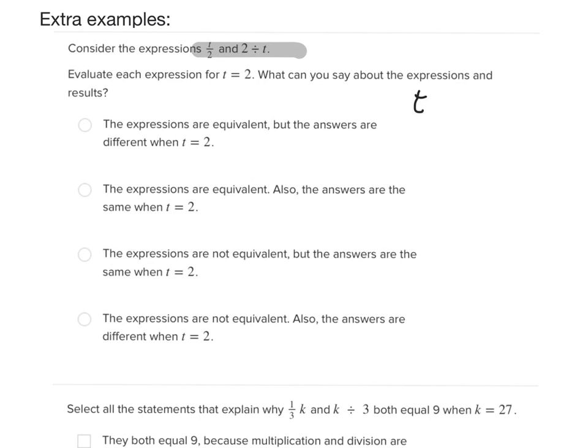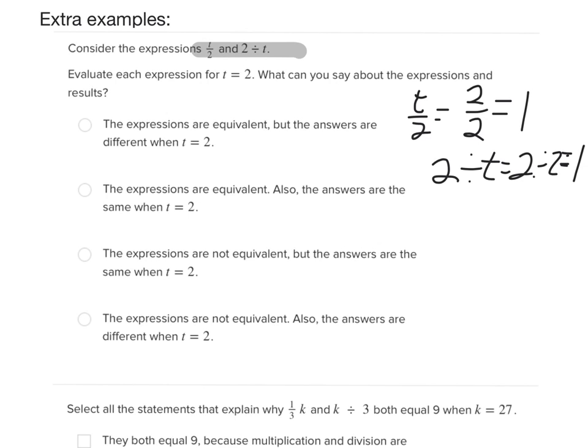So t over 2, let's put in a 2 where the t is. So 2 over 2, that would equal 1 whole. Now if we put 2 into the second expression, 2 divided by t would equal 2 divided by 2, which also equals 1 whole. So that makes it appear that the expressions are equal since we've got the same result. So let's see what they say. Let's look at the different answers. The expressions are equivalent, but the answers are different when t equals 2. That is not true. The answers are the same.